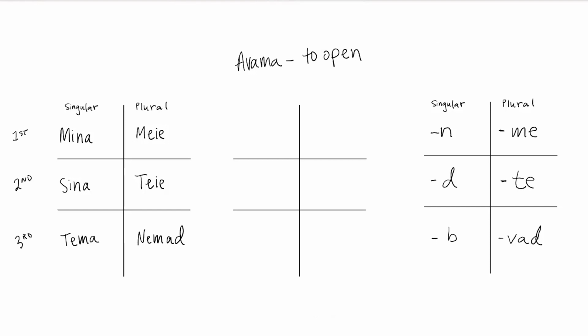Okay, going through this together, we have mina, avan, right? So we take avama, we chop off the ma, and we're left with ava, which is what we add these suffixes to. The next one, sina, avad, or you, open. The next one we have tema, avab, he, she, or it opens.